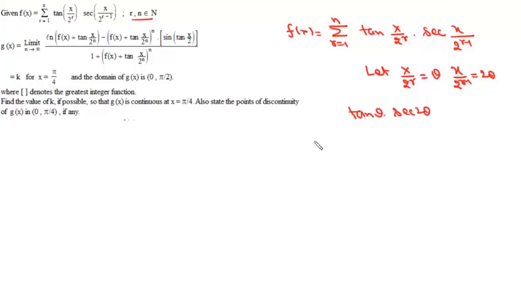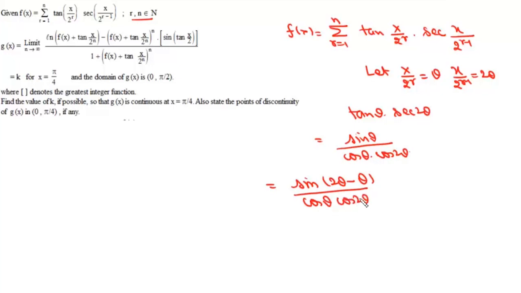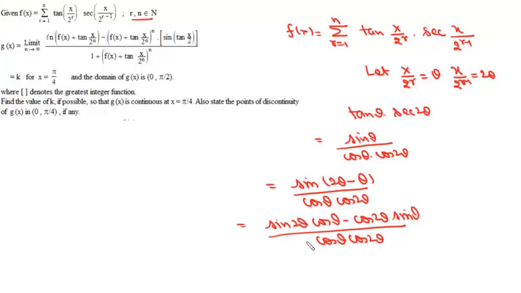sec 2 theta. And what we'll do is, we'll write this as sin theta upon cos theta into cos 2 theta. Now we're going to write this sin theta as sin(2 theta minus theta) upon cos theta cos 2 theta. This is sin(a minus b), which is sin a cos b minus cos a sin b upon cos theta cos 2 theta. Now if we split this, we can write this as tan 2 theta minus tan theta.